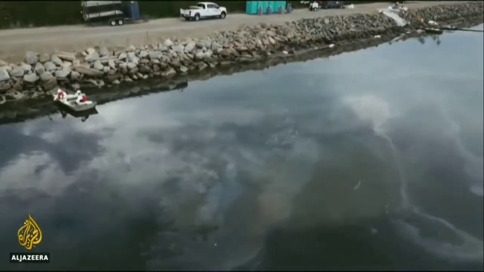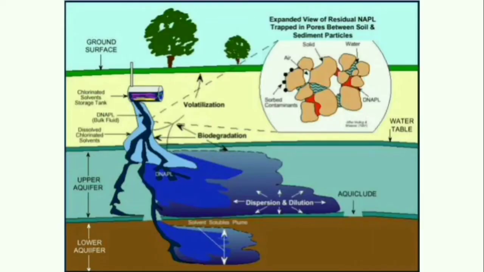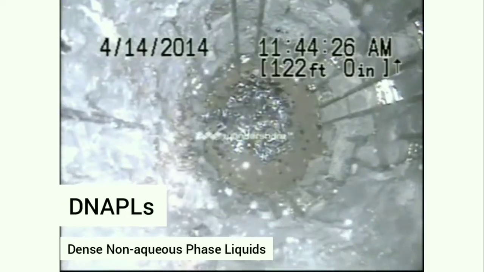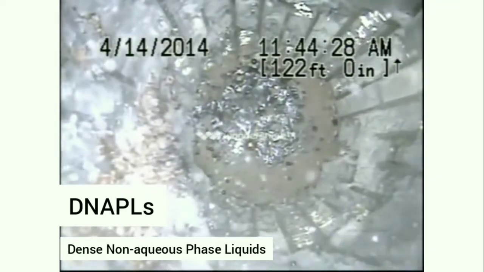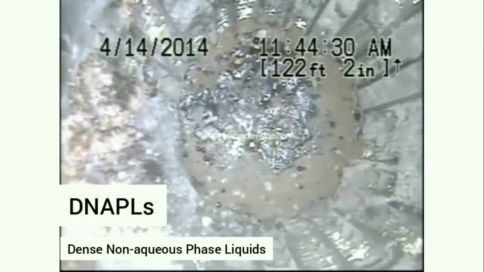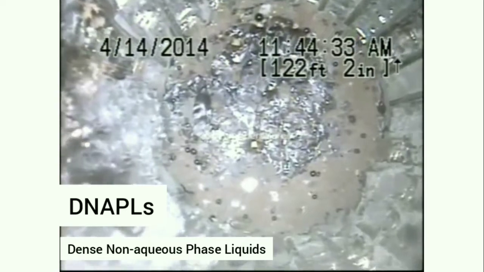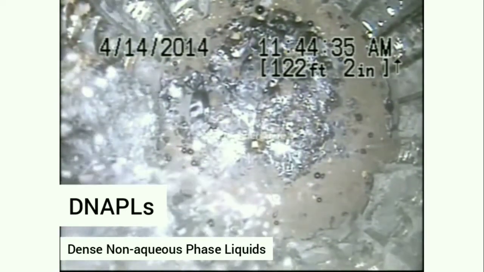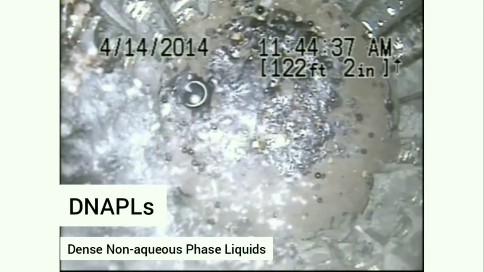In this case, we will look at a liquid type of contaminant known as dense non-aqueous phase liquids, or DNAPL. DNAPLs sink to form pools, therefore becoming a long-term source for groundwater contamination.